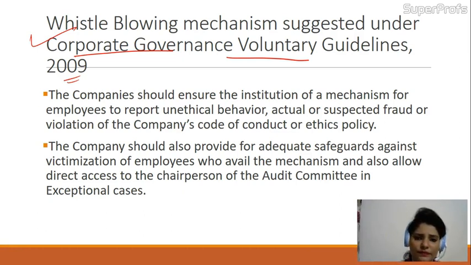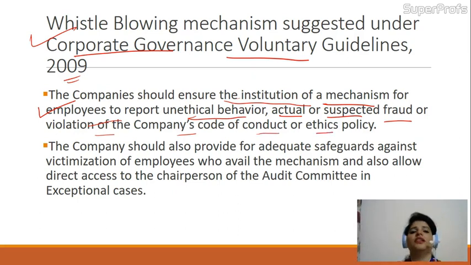The company should ensure the institution of a mechanism for employees to report unethical behavior, actual or suspected frauds, or violation of the company's code of conduct or ethical policies. Now, what is this Corporate Governance Voluntary Guidelines saying here? The thing to be noted in this point is actual or suspected frauds. If some fraud has happened in actual, that means the fraud has happened. But suspected fraud is where nothing has happened, but you suspect that if these wrong activities carry on, then a big fraud is likely to happen.